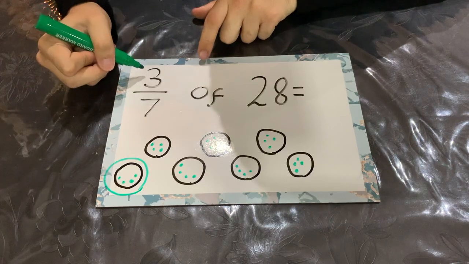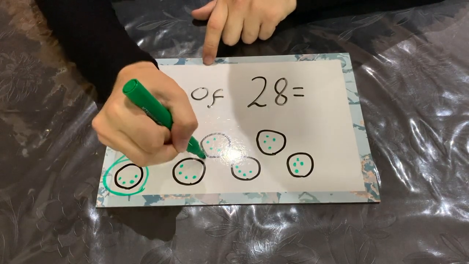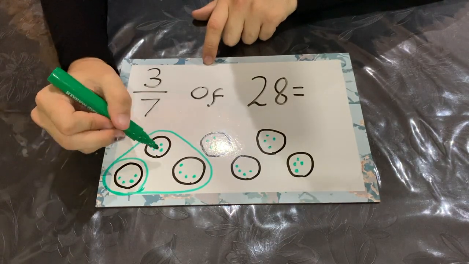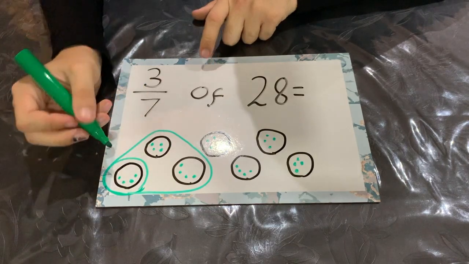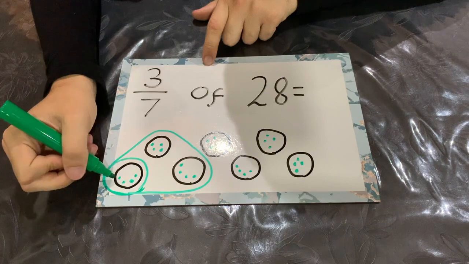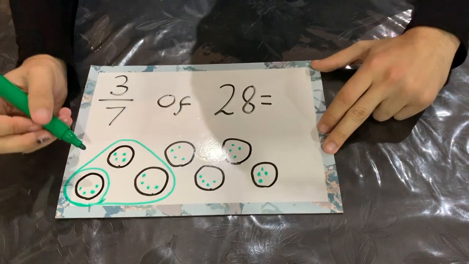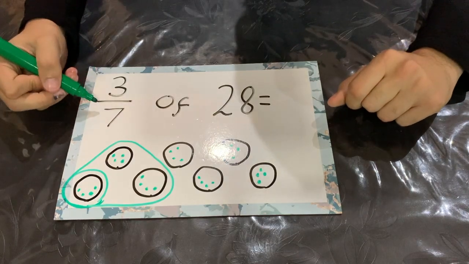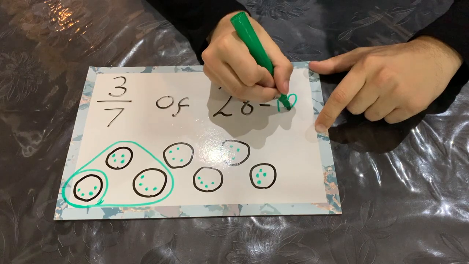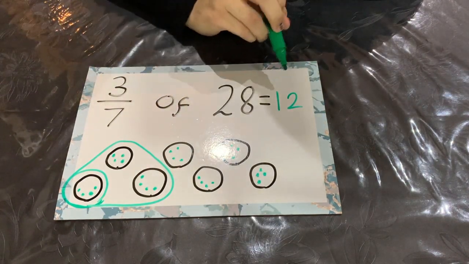But I want 3/7, so I'm going to circle 3 of my groups. Now I need to count how many dots there are in 3 groups. I know there's 4 in each group, so I'm going to count in 4s. So I've got 4, 8, 12 dots in my groups. So 3/7 of 28 is 12.